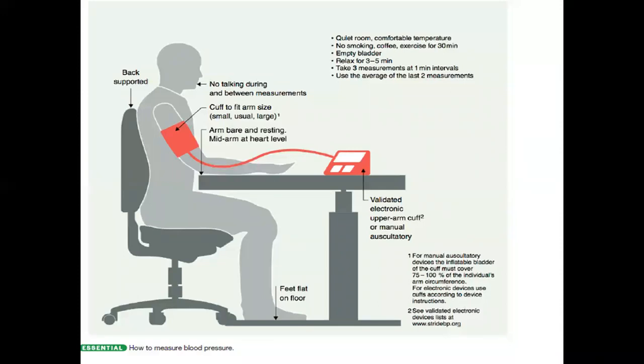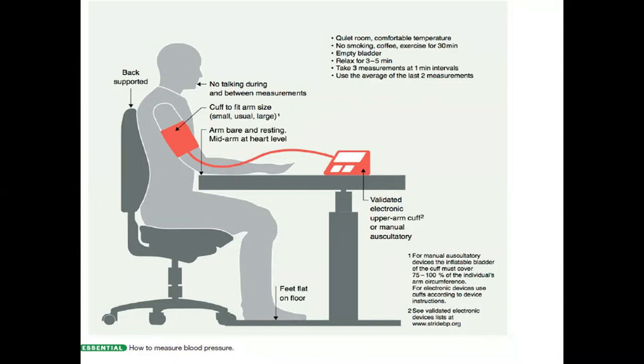The patient should be seated properly with the back supported, and the patient should not talk during or between the measurements. The cuff should fit the arm size. Actually, the bladder of the cuff should be at least 75% of the arm circumference, and the arm should be resting and at the level of the heart.